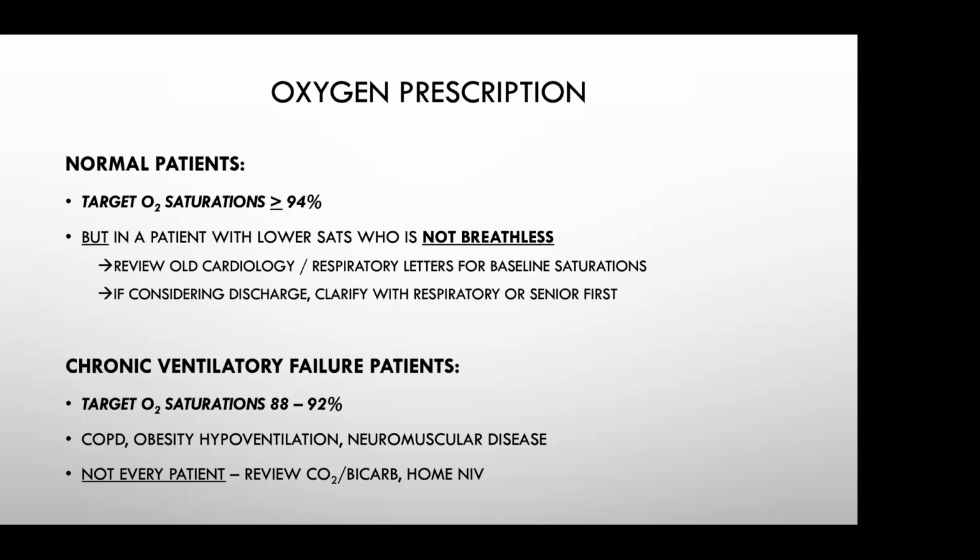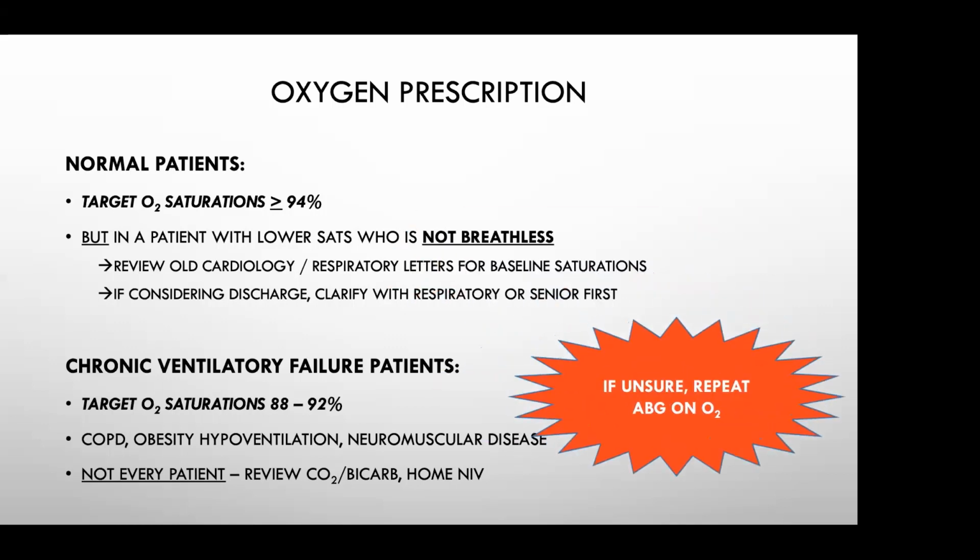The way to tell is, first and foremost, ask the patients, are they on a home NIV machine? Have they been on NIV before? And similarly, when you look at your blood gas, have a look at what their carbon dioxide is now. If it's above 6.5, then you know they're at risk of hypercapnia and you should target the saturations lower. And if their bicarb is above 26, 27, again, they are at risk of hypercapnia and you would titrate them to a lower sat of 88 to 92.